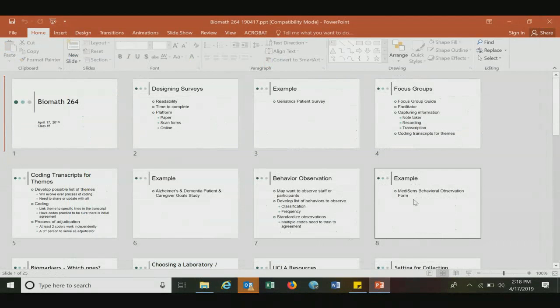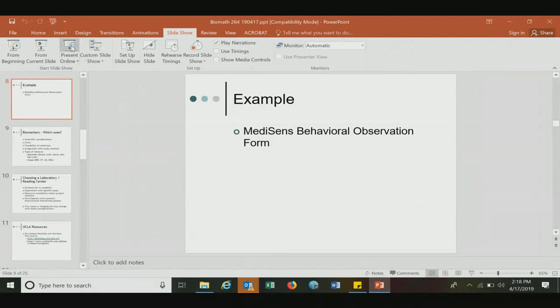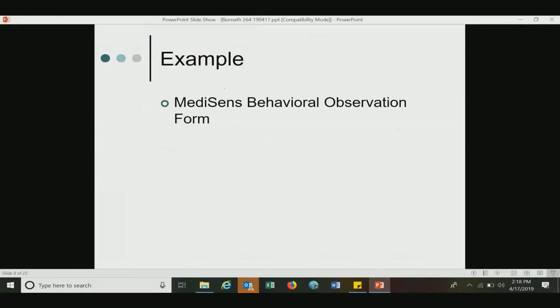But you can see the kinds of things that you would want to do for a behavioral form.